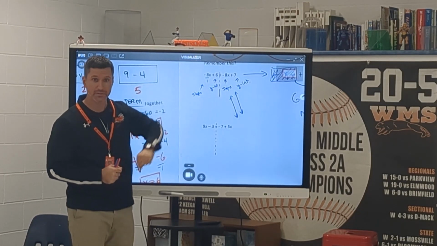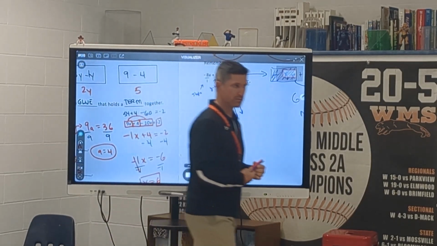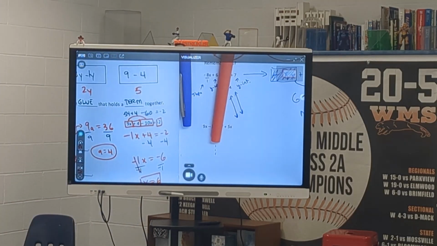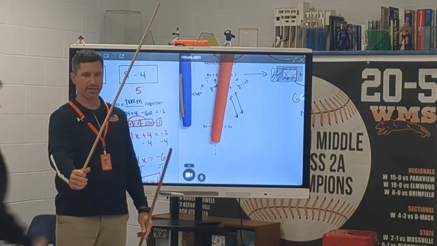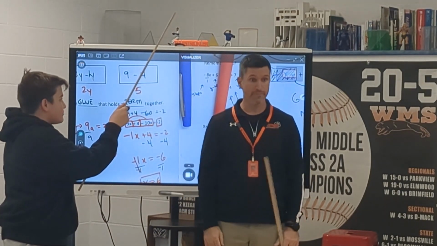Will those lines cross? No. Will those lines cross? Yes. No. Okay. Luke, stand up. Here. Hold that. Exactly like that. That's a slope of 5, let's say.